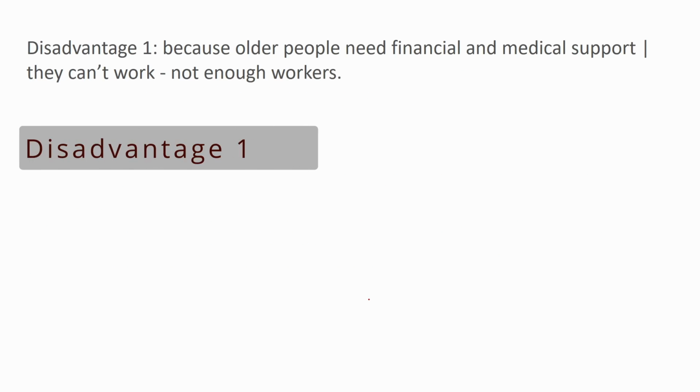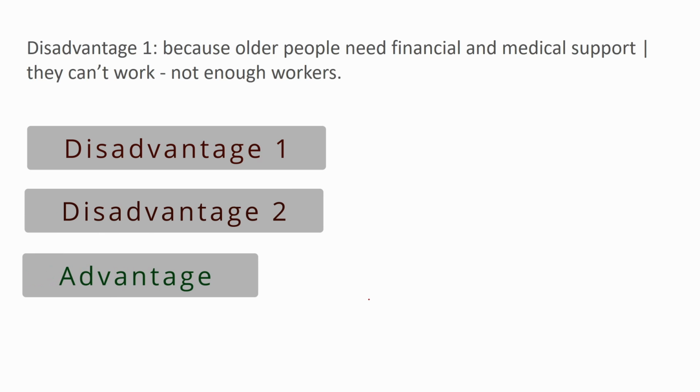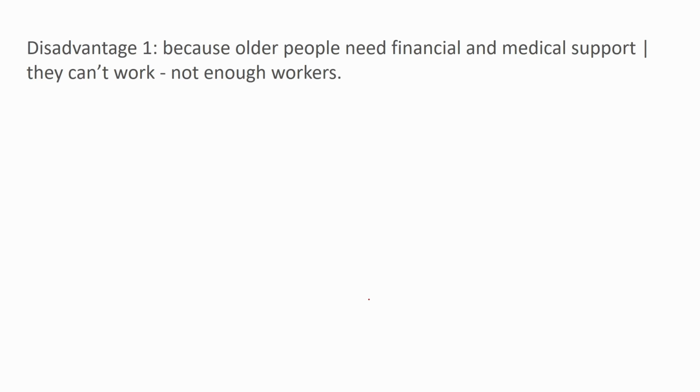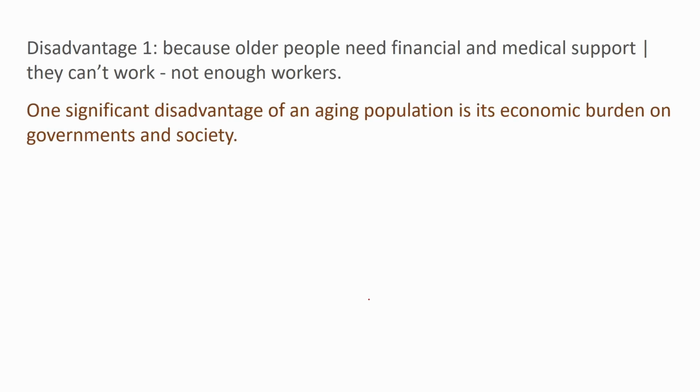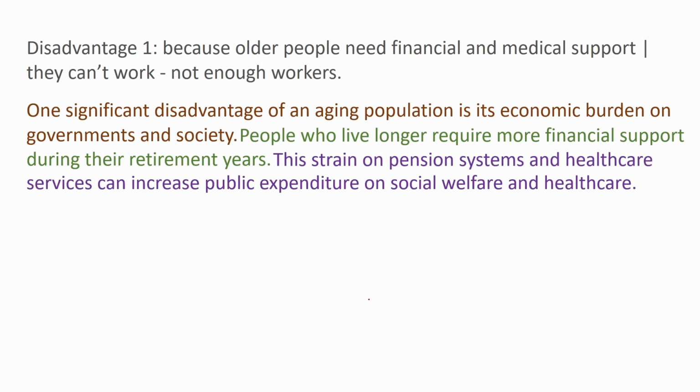So I present my first disadvantage, and then the second disadvantage, and finally I will present the advantage. Now, if you remember, I said that the first disadvantage is older people need financial and medical support. The second one, they cannot work and there won't be enough workers. So I need to mention this in my first body paragraph. One significant disadvantage of an aging population is its economic burden on governments and society. How? People who live longer require more financial support during their retirement years. So what is the result of this? This strain on pension systems and healthcare services can increase public expenditure on social welfare and healthcare.